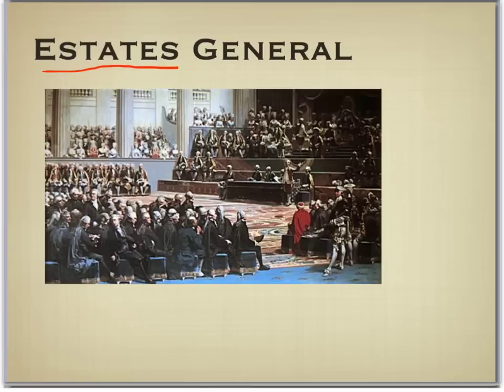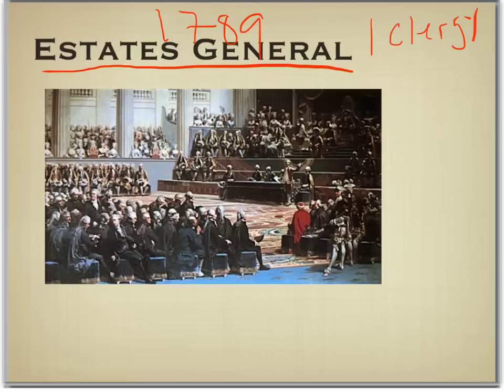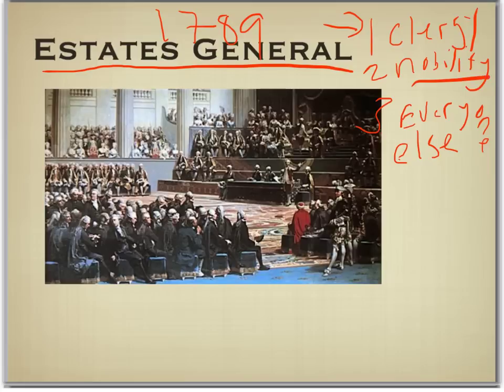So, our Estates General. This meets in 1789, and this is the most important date from the French Revolution that you should know. And you have representatives from each of the estates, right? Your first estate, remember, is the clergy. The second estate is the nobility, and the third estate is everyone else. And in this Estates General, and this meeting takes place at the Palace of Versailles, the third estate is primarily represented by the bourgeoisie and intellectuals in that group.